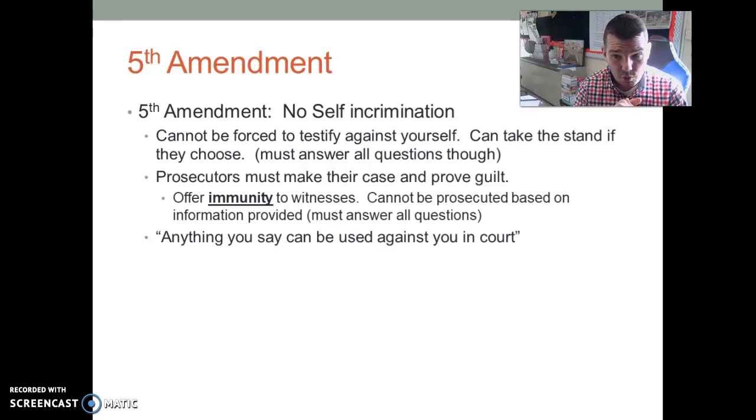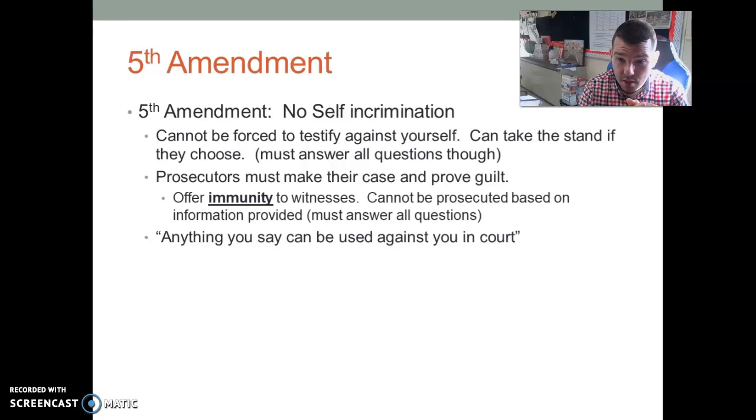So if you so choose, you don't need to take the stand. Typically, especially in criminal cases, most defendants don't take the stand against themselves. Most of them plead the fifth. So if you ever hear the term "I plead the fifth," that's where that comes from. It means they refuse to take the stand and make the court lay out their case. If you do take the stand, then you must answer all the questions. Prosecutors must make their case and prove guilt.